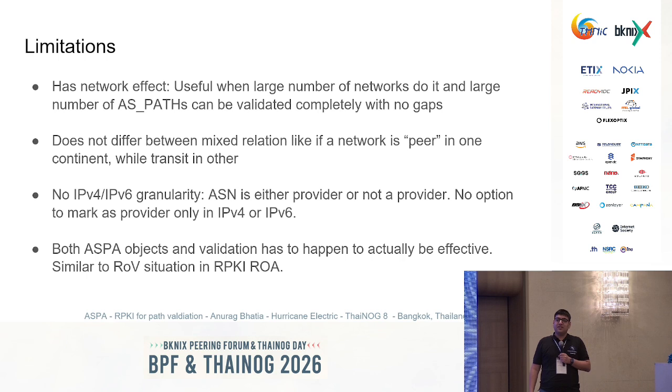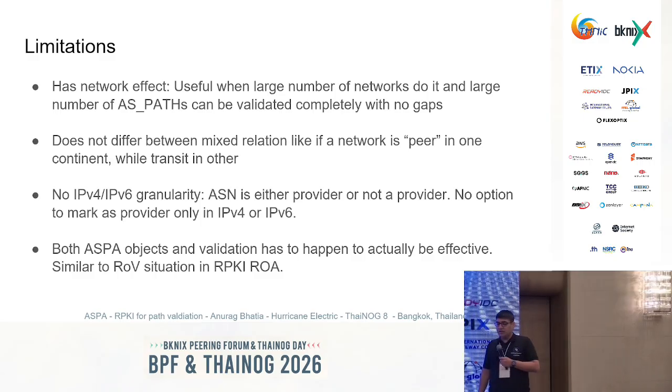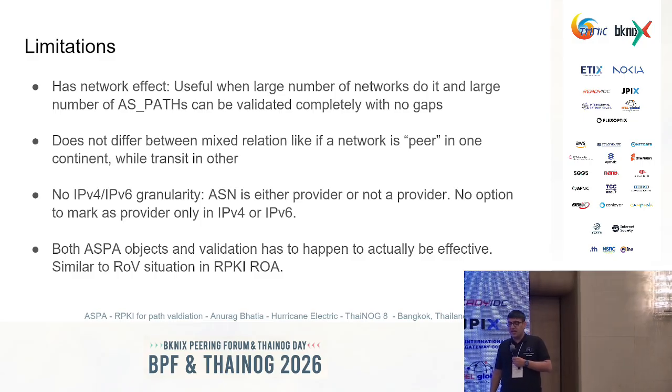In case of gaps, it will create a situation where you will lack a mechanism to validate, even though it's a case of invalid, it's a case of route leak, but you will lack the ability to do that. It does not differ between a peer in one continent and transit in another. I already explained that. No specific granularity between IPv4 and IPv6, and both ASPA creation and validation have to happen to be effective. Remember, this is not about just creating the record.